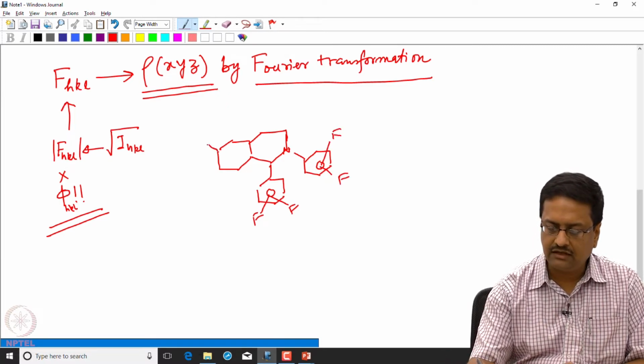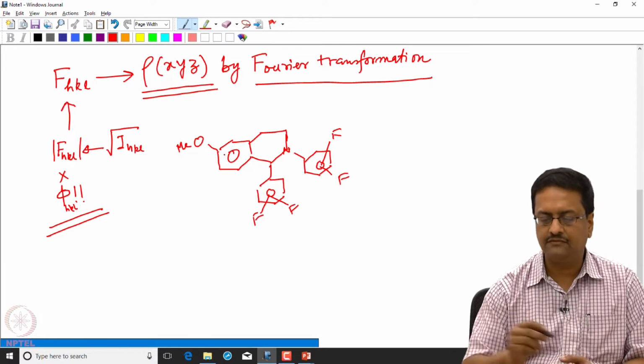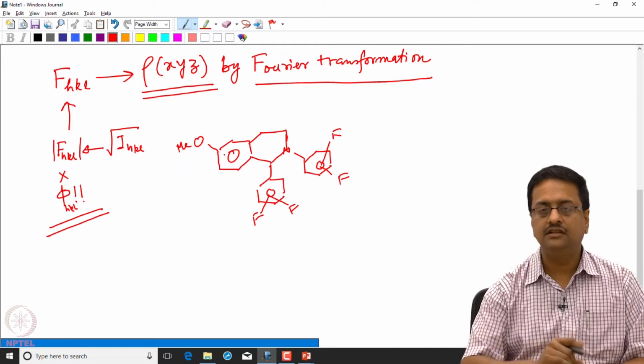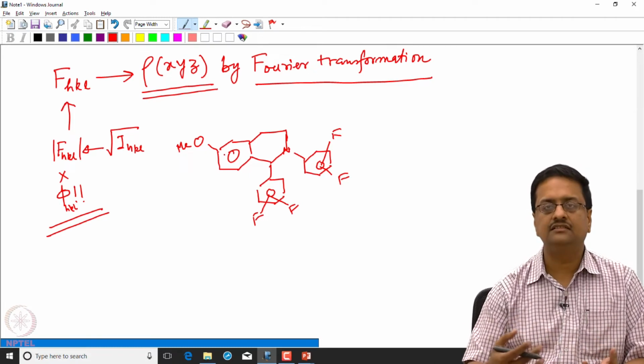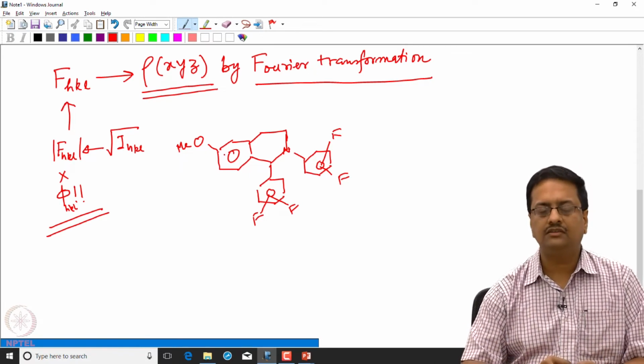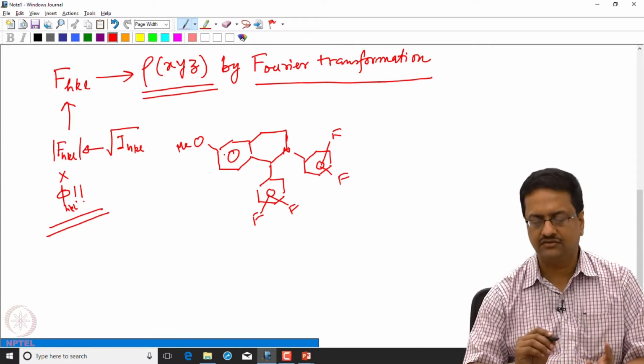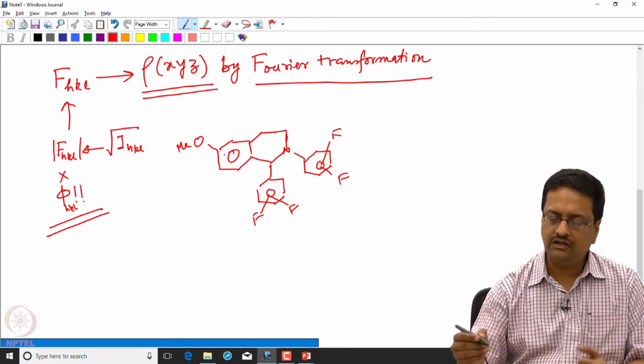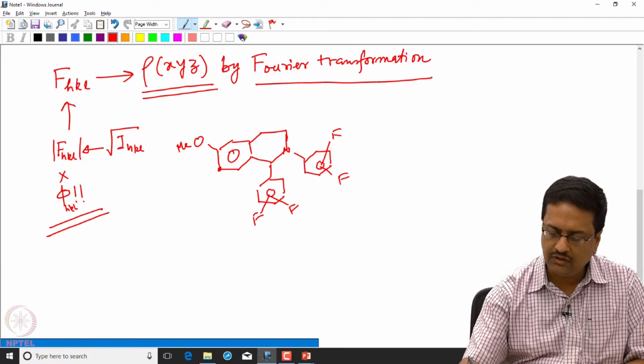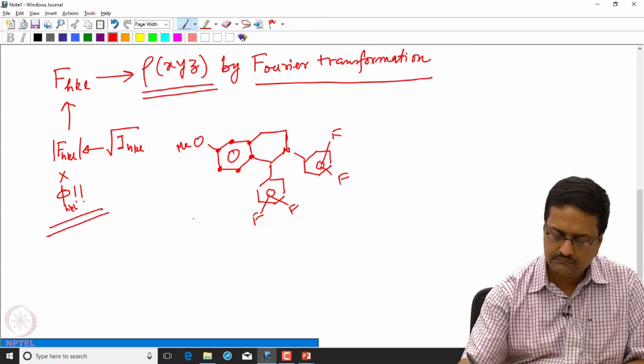You see, this is a highly complicated molecule with lots of flexibilities, and this molecule crystallizes in some space group, and one wants to determine the cell dimension, and then one wants to determine its actual structure, which means we want to determine the rho xyz at every such atom location.